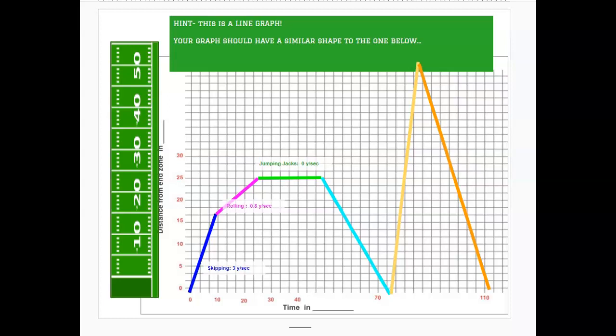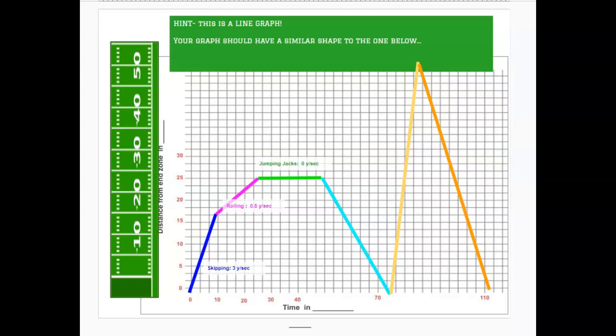Okay, so the idea of what you were supposed to learn from the football field graph was to have a first-person knowledge of how motion looks on a graph. Motion looks different from an average speed graph, but you can tell a speed by looking at the slope or how steep the angle is on a line.